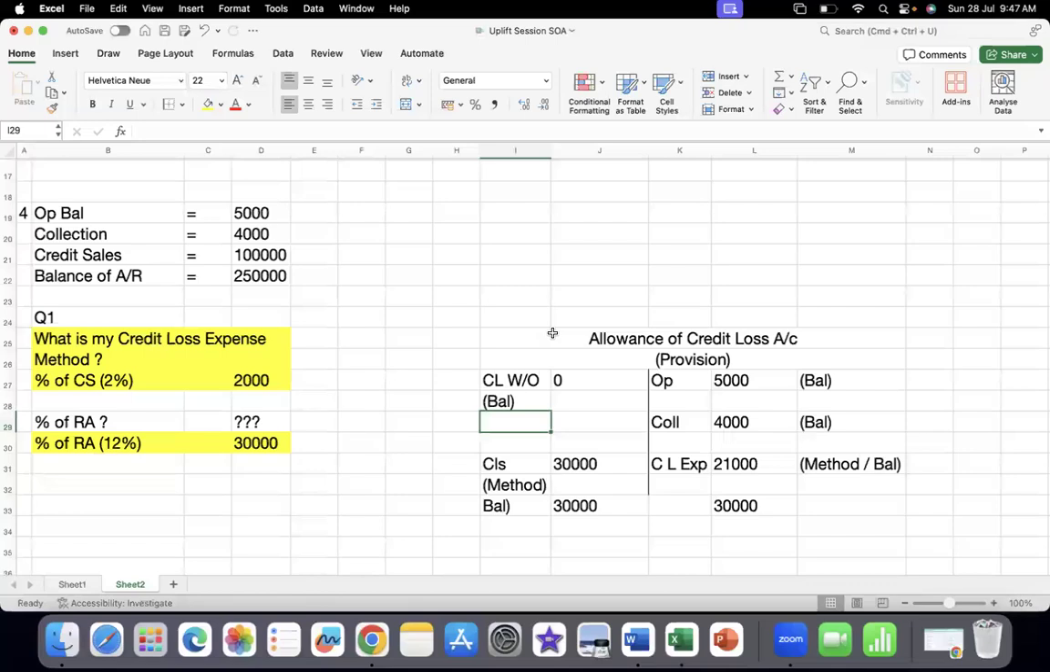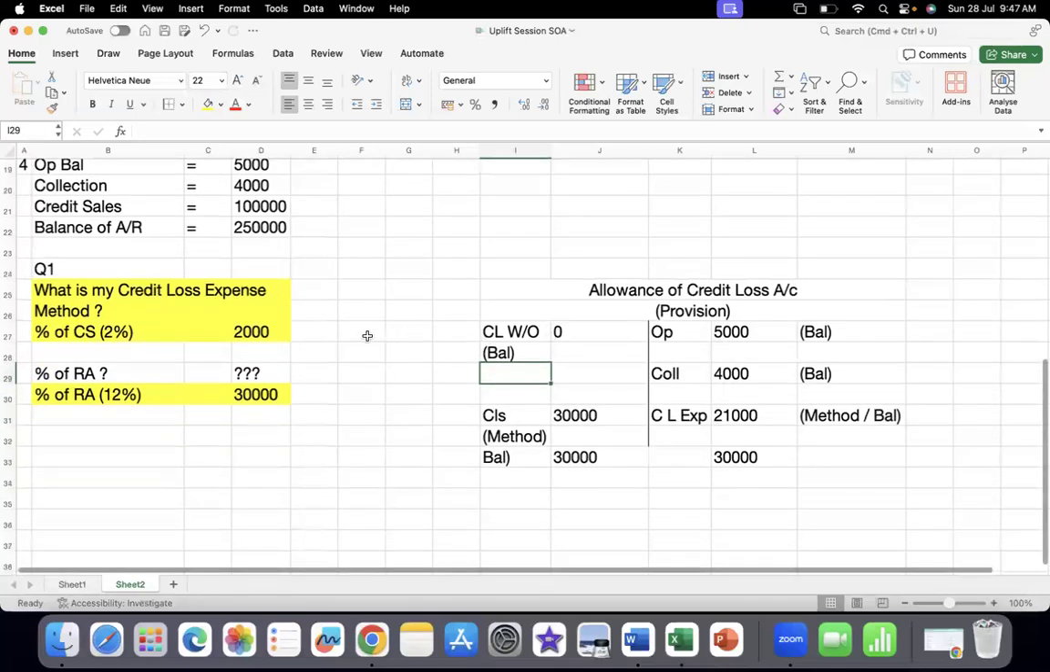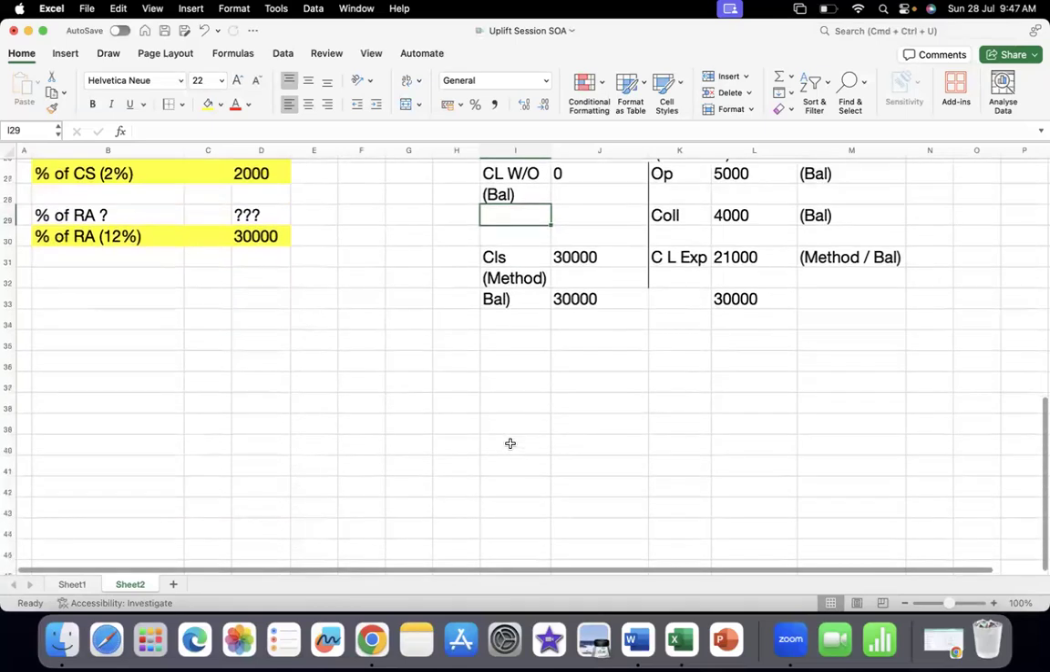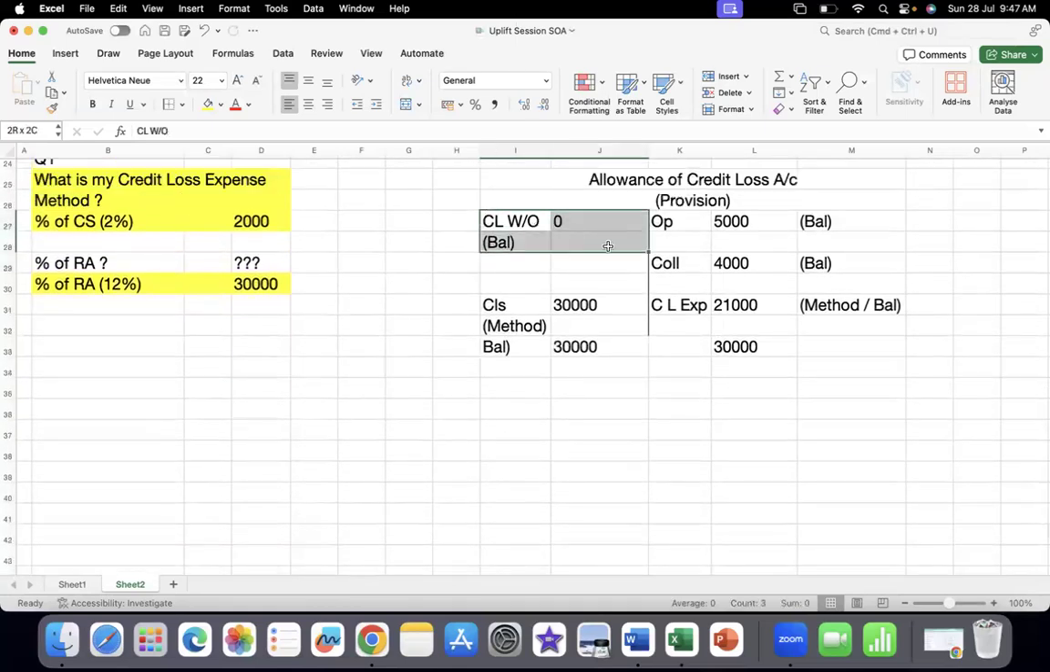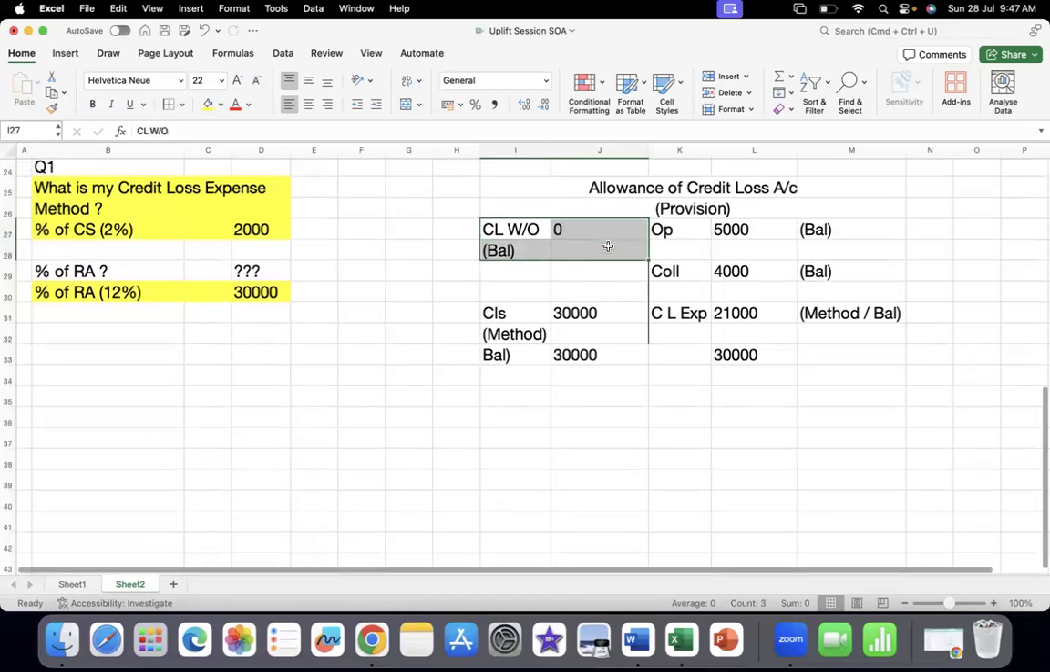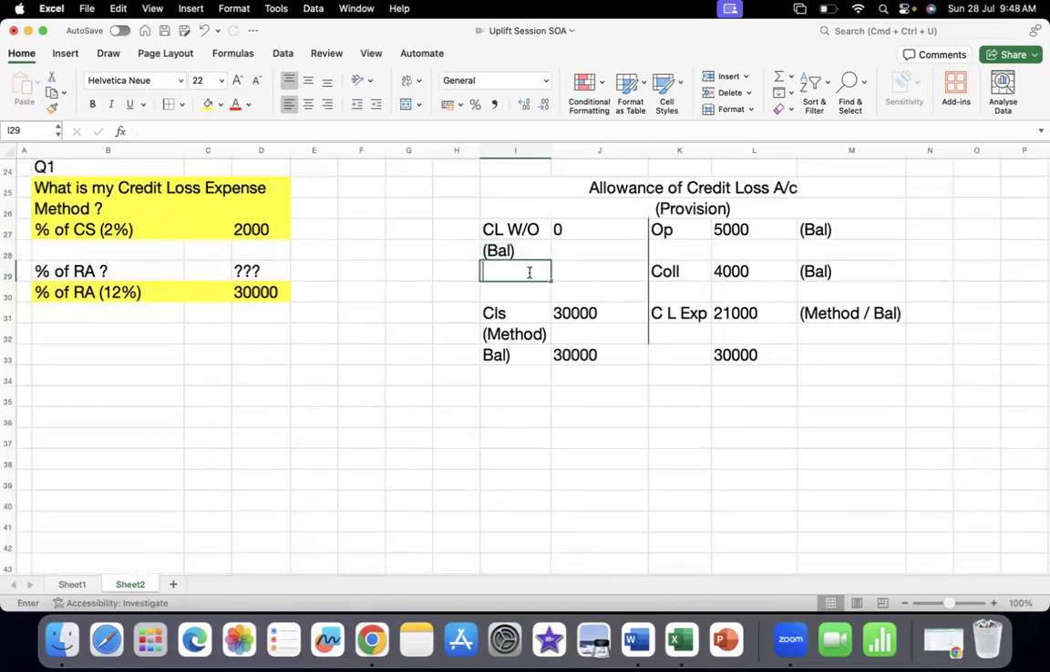Just to make sure that things are working smoothly, I can write an entry for you. So when you write off this credit loss, it goes directly into your accounts receivable. So the entry would be allowance account is getting debited and the credit goes to accounts receivable. So debit is into the credit loss allowance account, credit goes to accounts receivable, and accounts receivable is your balance sheet item.